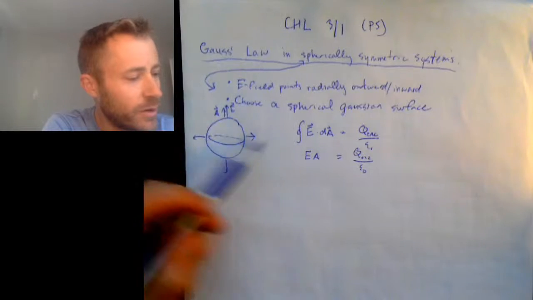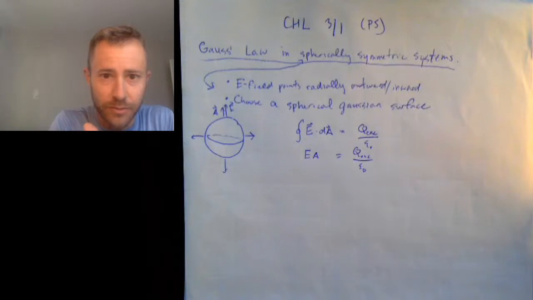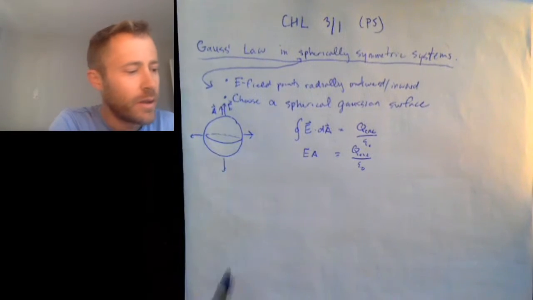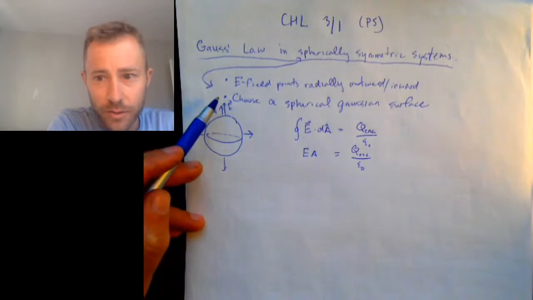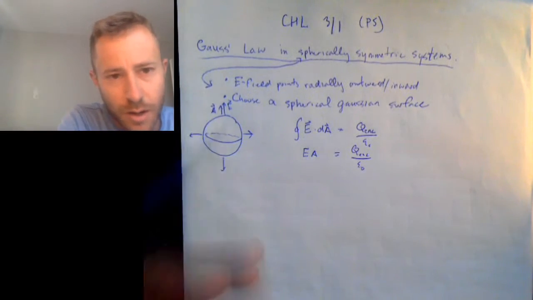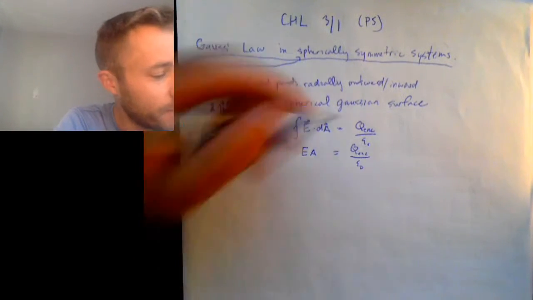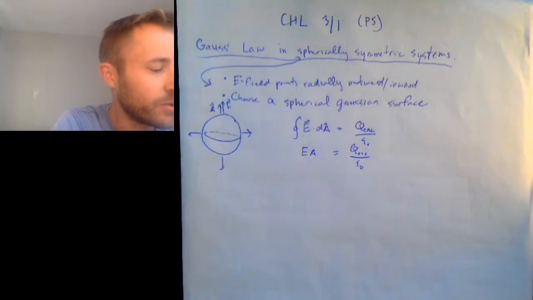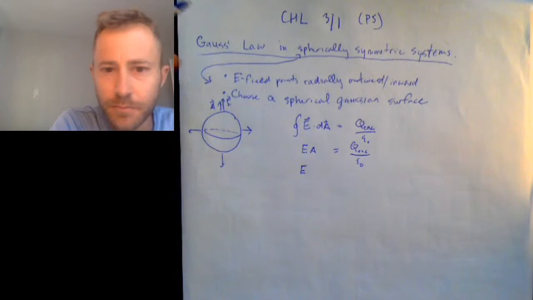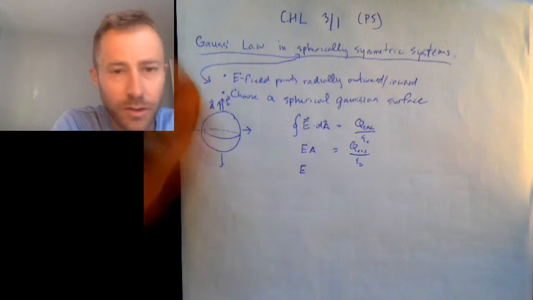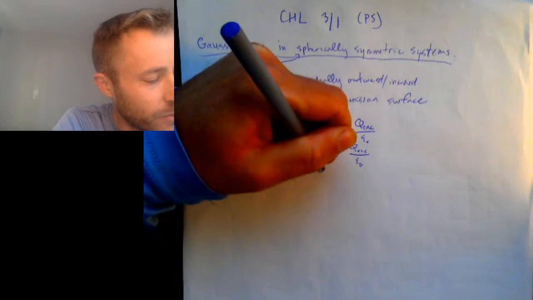Because a spherical Gaussian surface is just one curved face, so there's only one EA. And furthermore, the area vector is parallel to the electric field, and so your cosine theta term ends up just being equal to 1. Okay? So you have EA equals charge enclosed over epsilon naught. Now, it is a spherical surface, so the area of a sphere is 4 pi r squared.